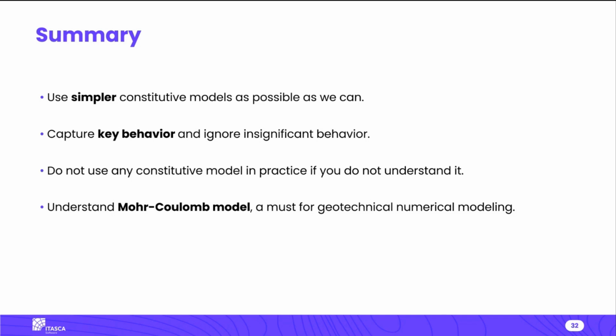All right, I'll just summarize, and then we'll show a little example just so you can see how this actually works in a model. The summary, again, first, try to capture the key behavior and ignore the insignificant behavior. Do not use any constitutive model if you do not understand it. Certainly there are some very complicated constitutive models out there with many parameters. You can use these things, but often it's very tempting to just keep tweaking parameters until you get what you want. When in reality, it's better to try and understand the mechanics of what's happening here.